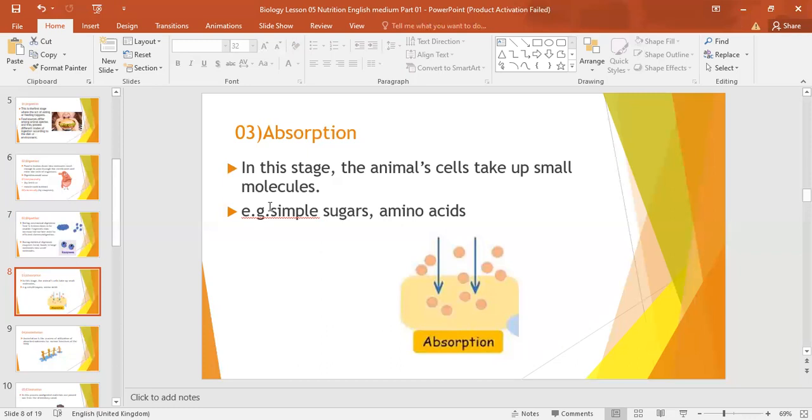Okay, when a protein is digested into amino acids, these amino acids, the simplest form of the organic compound, can be absorbed by our cells. It is the absorption. In this stage, the animal cell takes up small molecules.